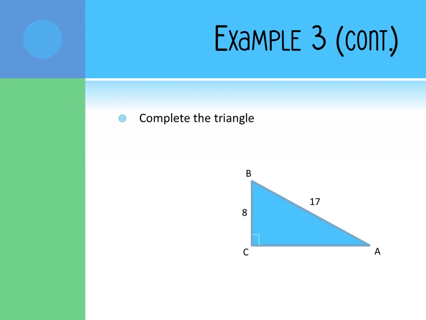All right. So this says complete the triangle. Complete the triangle means find all the missing sides and all the missing angles. Okay, well, C is 90 degrees. There's one. We know the side opposite A. We know the side opposite C. What's the next thing we're missing? We're missing angle A, angle B, and side AC, right?